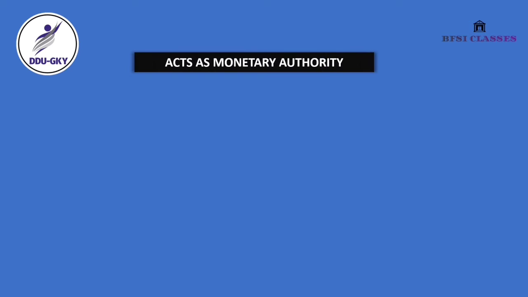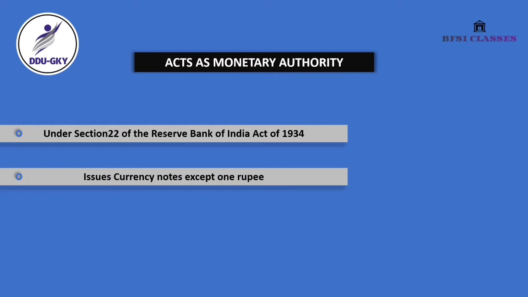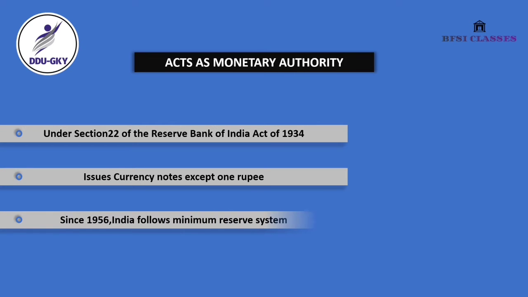First one, Monetary Authority. This function is performed by RBI as per Section 22 of the RBI Act 1934. As per this section, RBI is the sole authority to issue currency notes except rupee 1. 1 rupee notes are issued by the Ministry of Finance of the Government of India. In order to print currencies, RBI needs to keep reserves in the form of gold and other government securities.